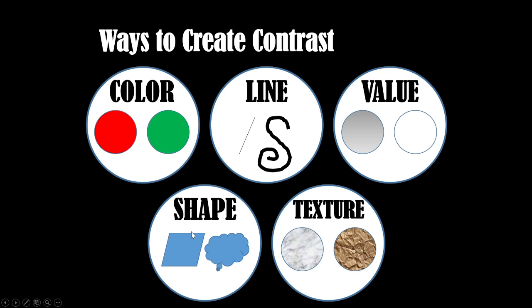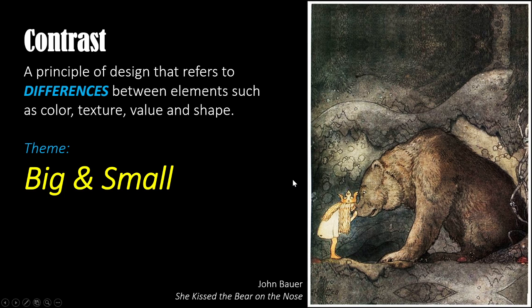Shapes, if you put geometric shapes, which are man-made shapes like circles, squares, trapezoids, next to more organic shapes like clouds and leaves and faces and whatever it may be, that creates contrast. And then you have texture, which is, if you have a smooth texture next to a rough texture, if you have fur next to stone like we saw in the bear, those things all create contrast. So contrast is an absolute essential for us as artists to understand and be able to use.